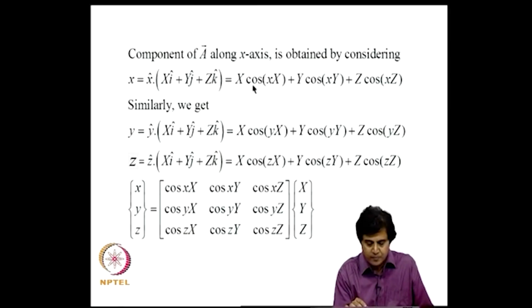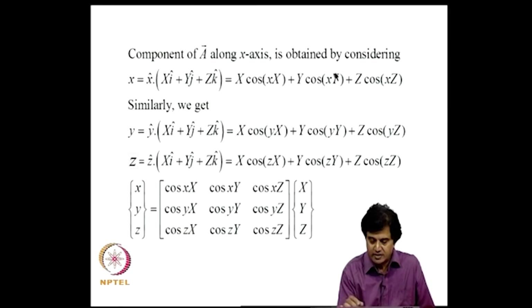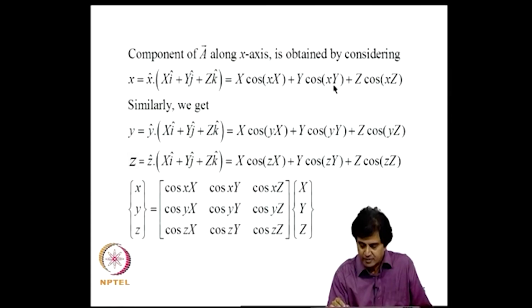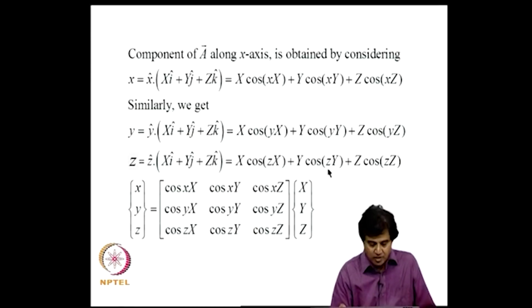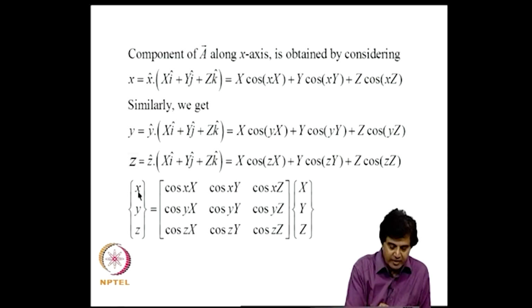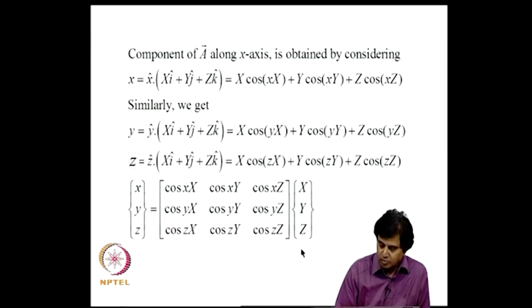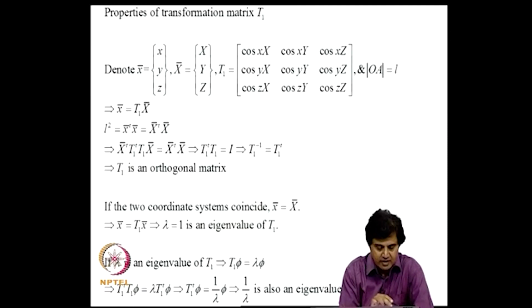So, that leads to this equation where cos xX is the angle between x cap and I cap, and similarly cos xY is the cosine of the angle between x cap and j cap, right. So, by using similar logic, by taking the dot product with y cap and z cap, I get this relation. So, therefore, the relationship between the coordinates in the local coordinate system and the coordinates in the global coordinate system is through this matrix. So, we can deduce some properties of this T1 matrix.